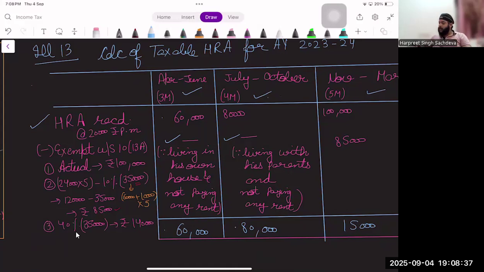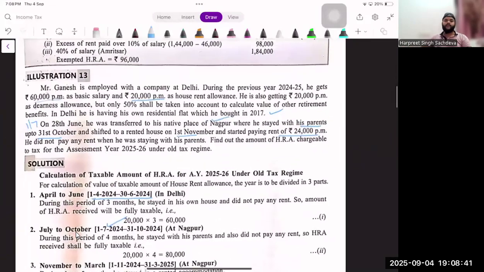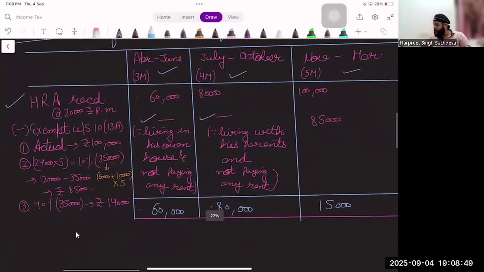Okay. Now the third case, November to March, where he's living in a rented house. Now we'll check the exemption. For exemption, first point is actual HRA received. Actual is same. Actual HRA only for the 5 months.